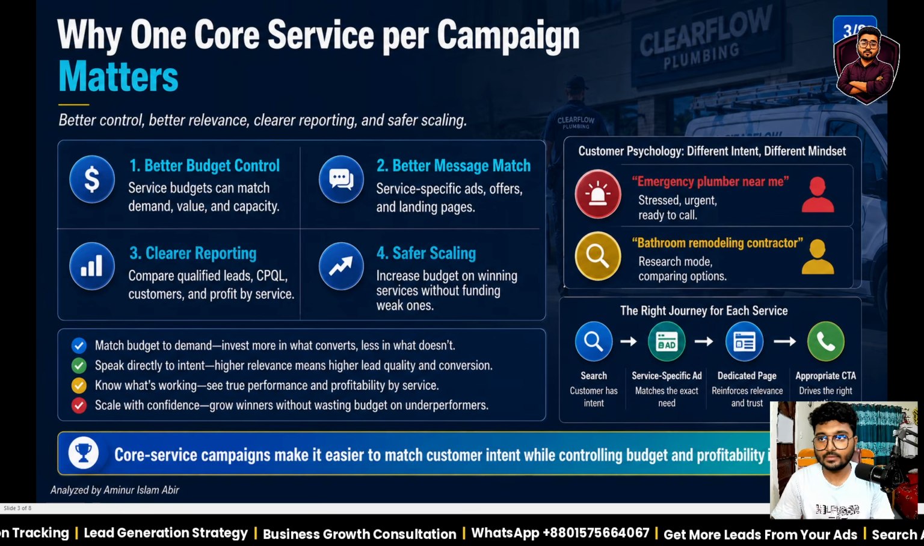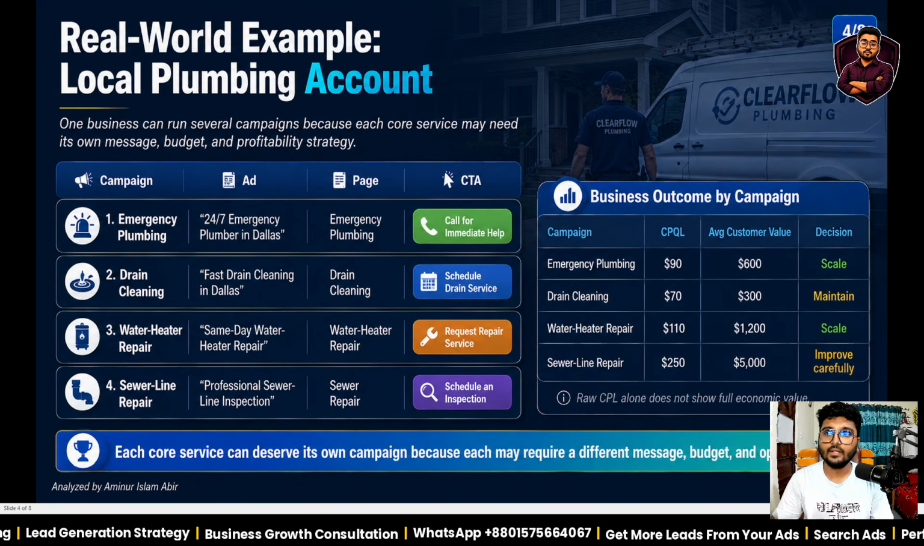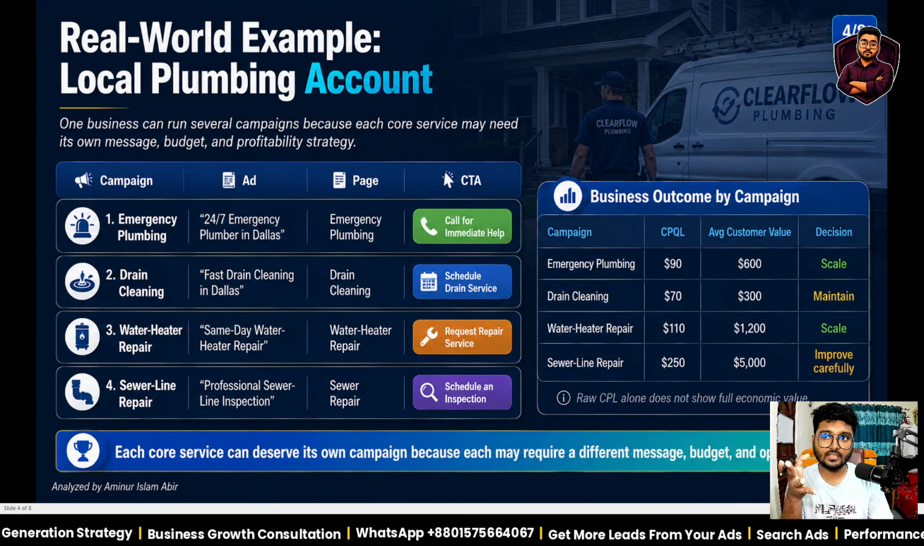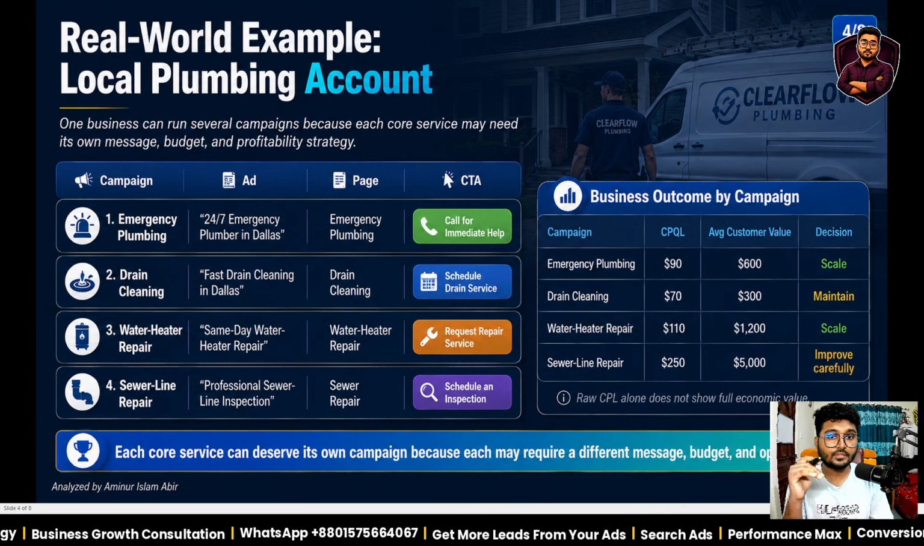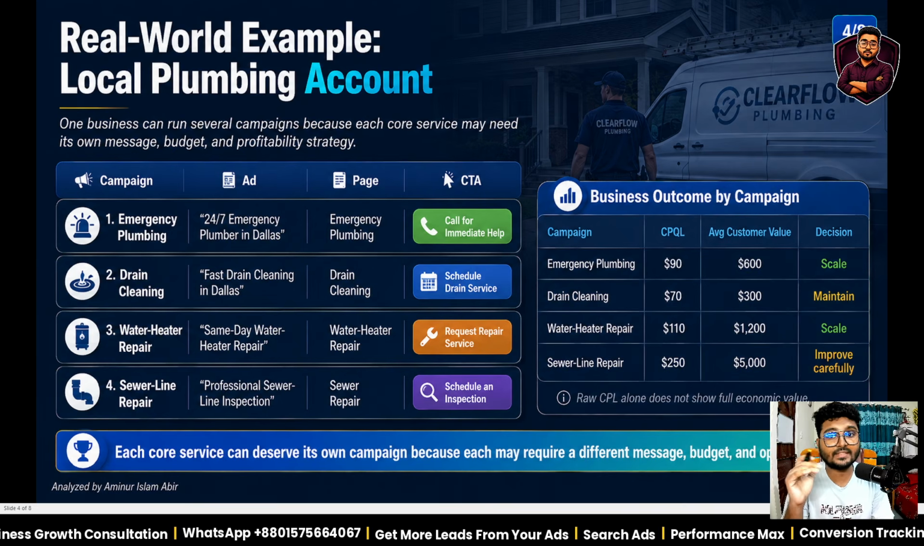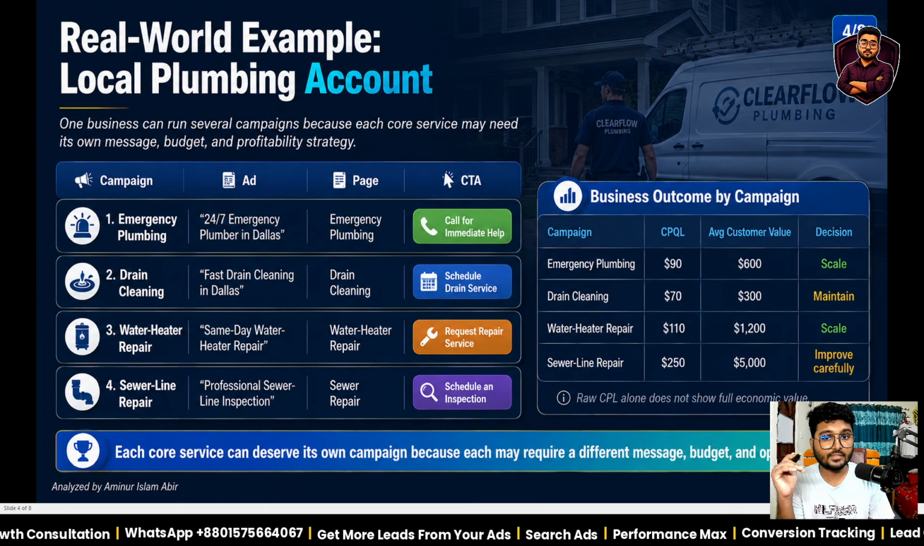So let's see that. This is my fourth slide. Here I give a real life example from a local plumbing account. Imagine a plumbing business with 4 major core services. Instead of one mixed campaign, the account has 4 service specific campaigns.